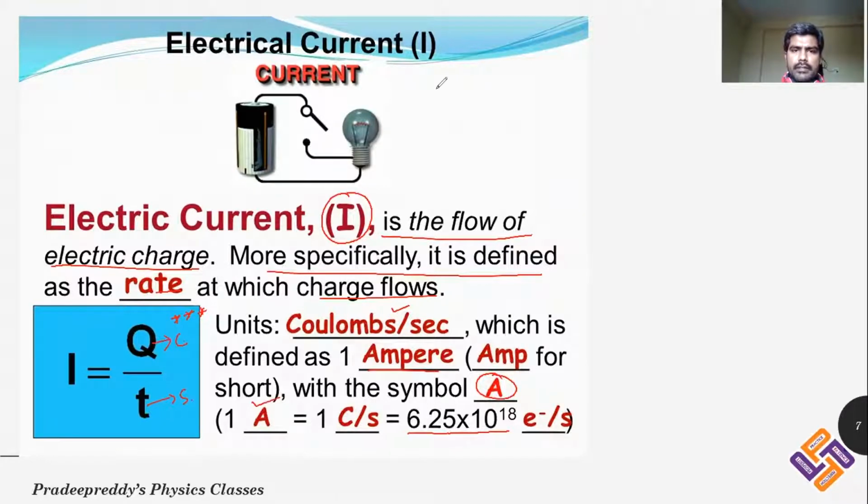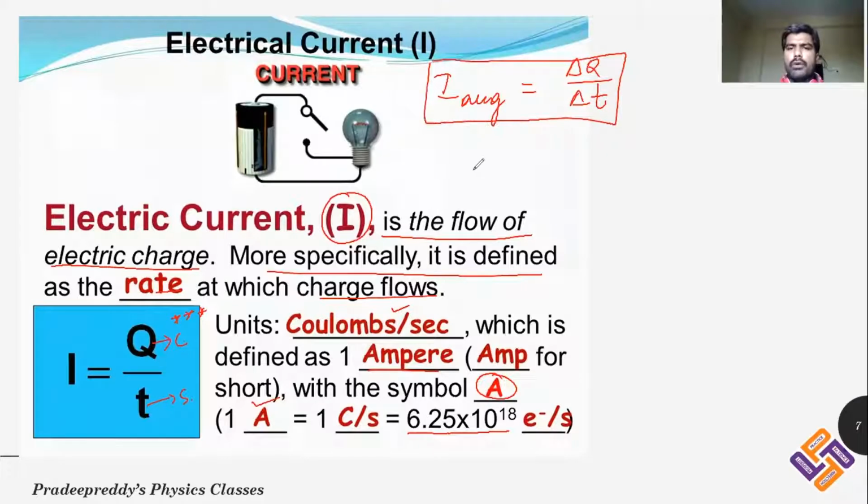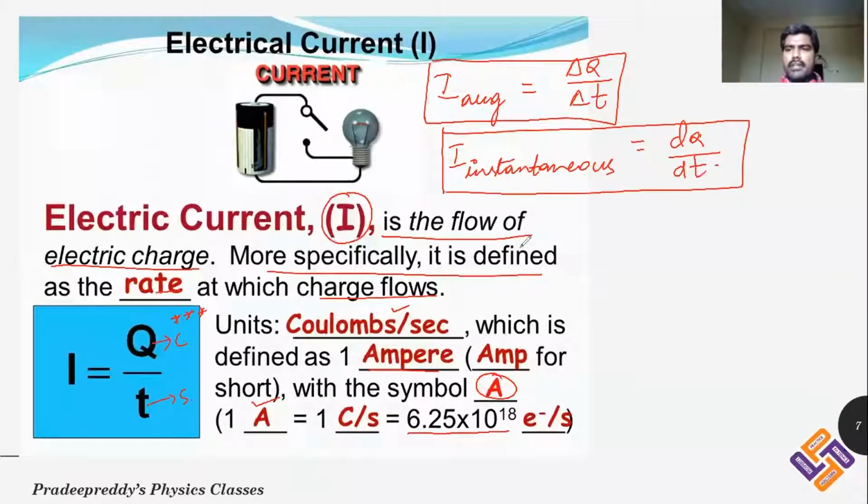So you can write the average current as delta Q divided by delta T. Average current through the wire, I average, is delta Q by delta T. And instantaneous current is denoted with dQ divided by dt. This is one more definition, and it is for instantaneous current.